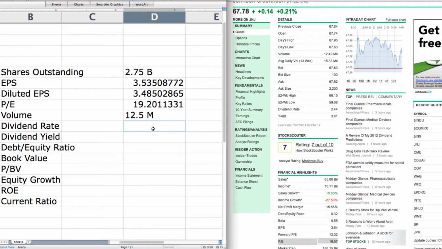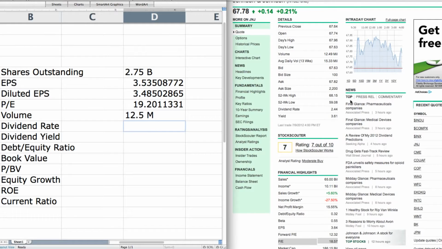Okay, and if you go back to the volume lesson that I have here in course 3, it'll give you more information on volume, but that's where you would find the number off of MSN Money. Okay, so the dividend rate. This is another number that you don't have to calculate.